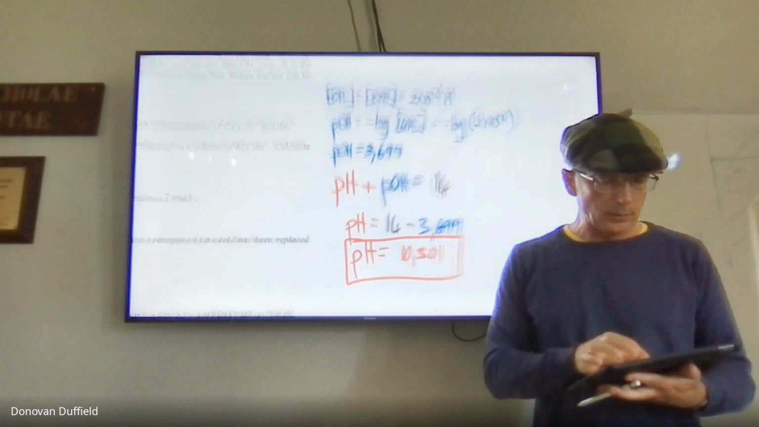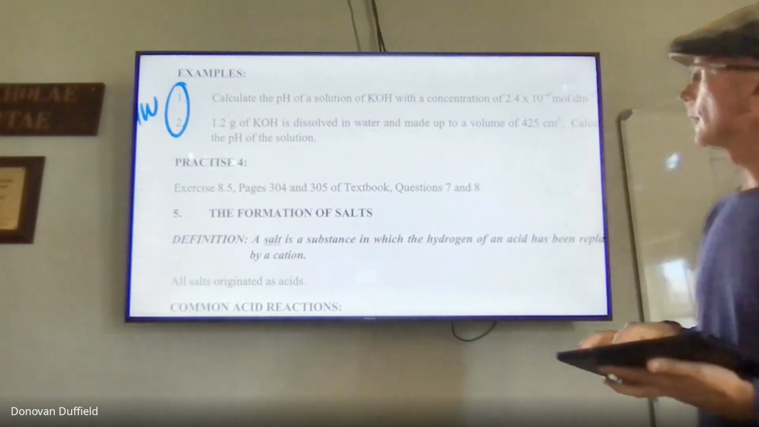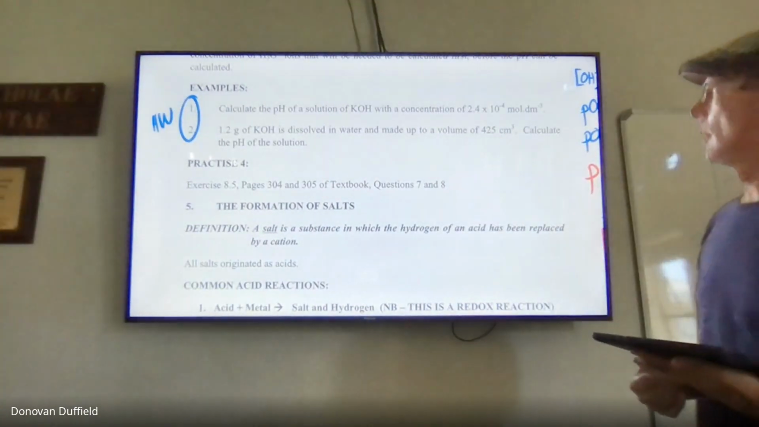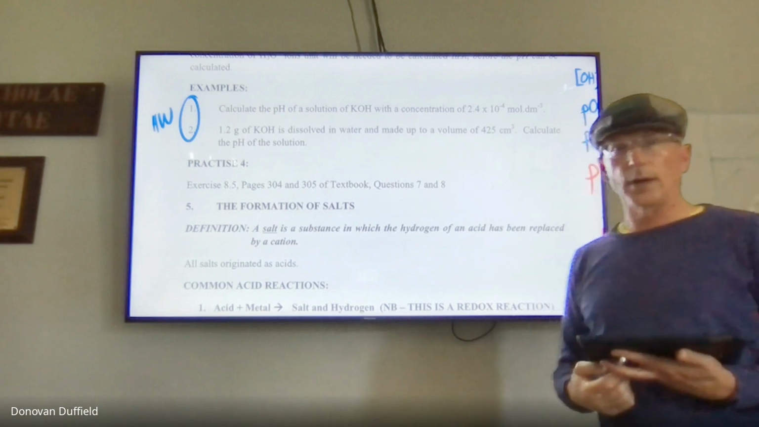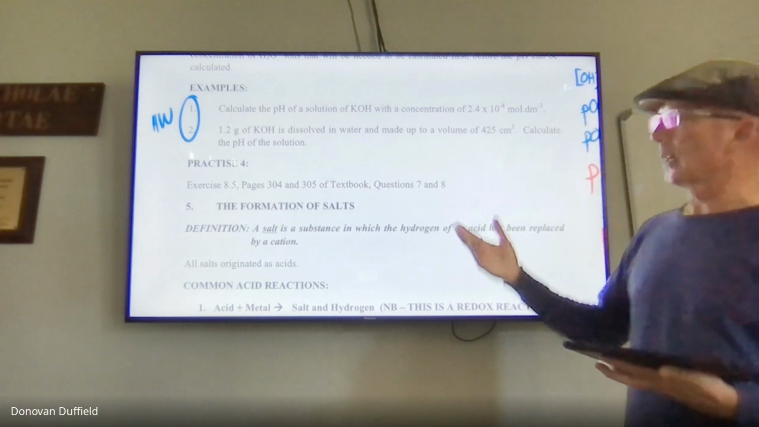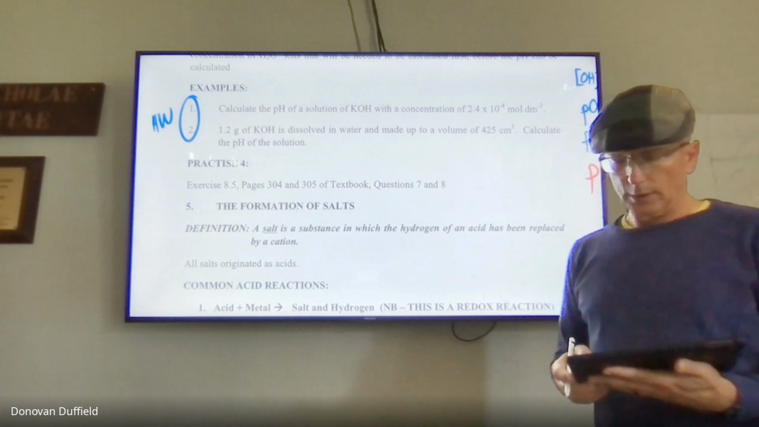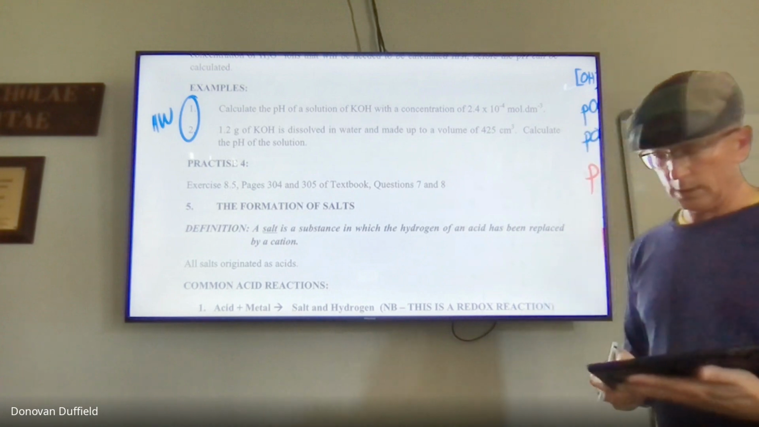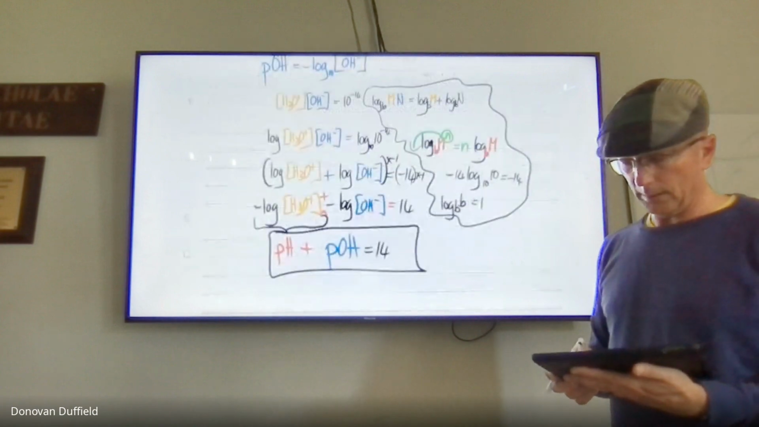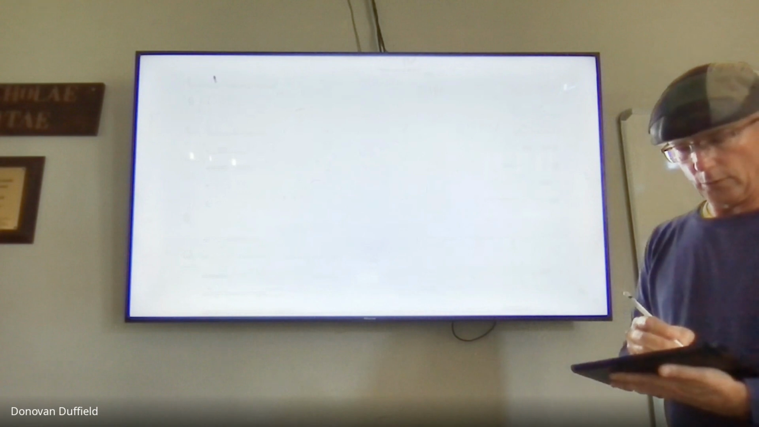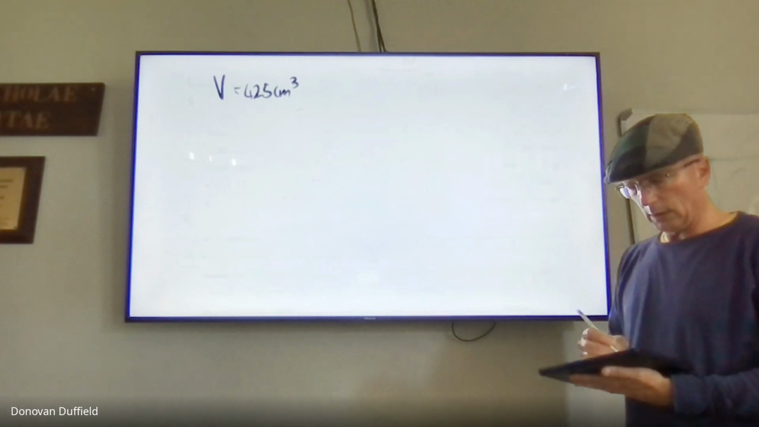So let's now look at the next problem, which is 1.2 grams of KOH is dissolved in water and makes up a volume of 425 cubic centimeters. Calculate the pH of the solution. So we've got, let's go there, 425 cubic centimeters. So we're going to look at this. So we have that the volume of the solution is 425 cubic centimeters.